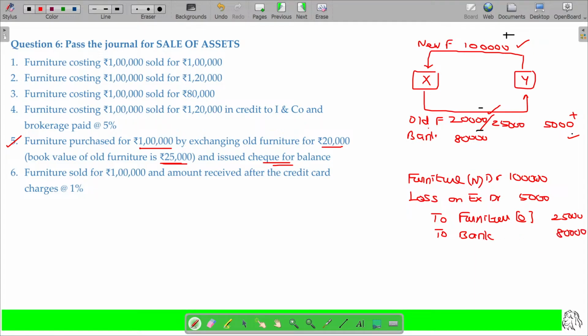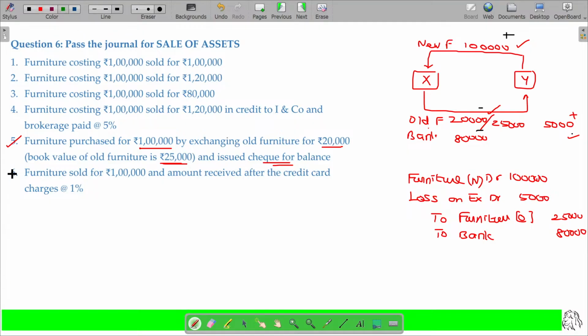So if you understand this concept clearly, then no problem. Otherwise, first pass independent entries for purchasing the new assets, selling the old assets, and settlement of the bank separately. Then you can club them and you will get the consolidated entry without any trouble. Is that clear? Hope now you'll be able to understand the fifth journal entry. Let's now move on to the sixth one.